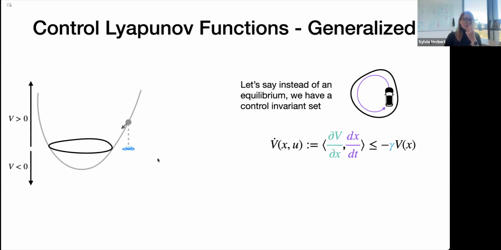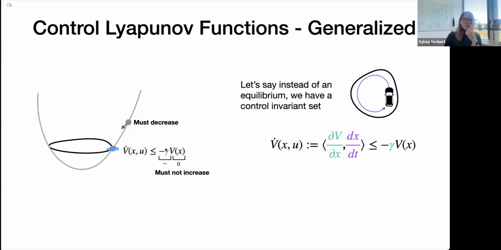So when my car is here, again, I have minus gamma and a positive V. And so V dot is less than or equal to some negative value. It must decrease. When my car is right here, we have minus gamma and V is 0. So V dot is less than or equal to 0. You must not increase in value.